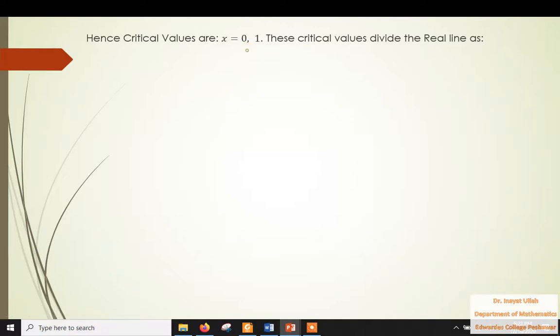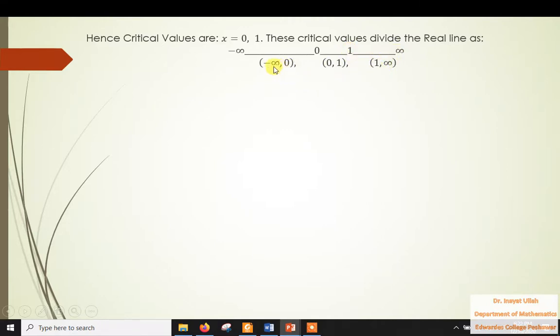Now these critical values divide the real line, from minus infinity up to infinity, including 0 between minus infinity and plus infinity, and including 1. So this whole real line is divided into 3 portions. This portion can be written as minus infinity comma 0, this portion can be written as 0 comma 1, and this portion is 1 comma infinity.